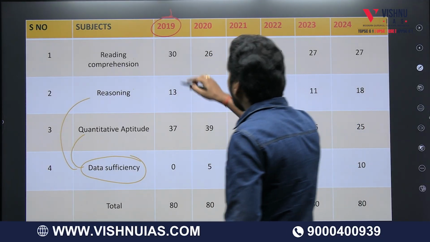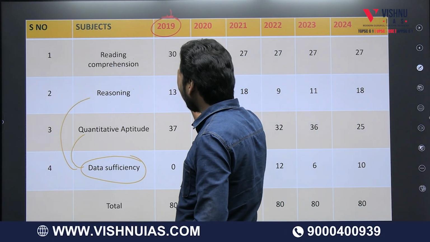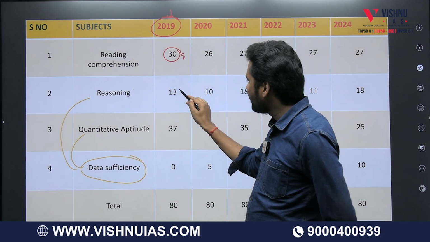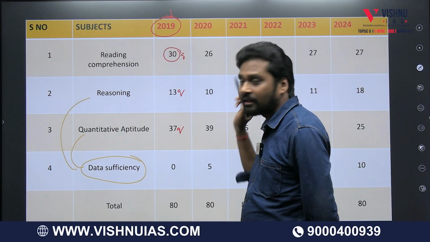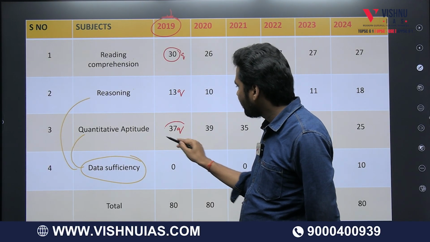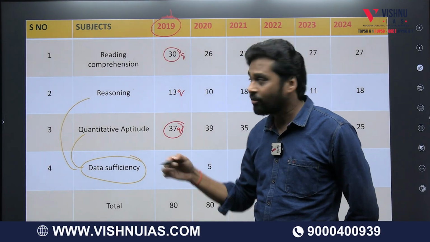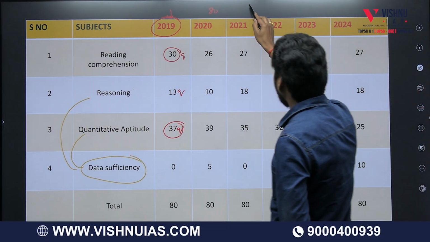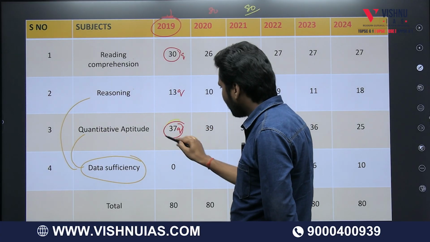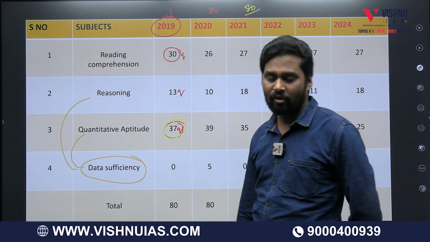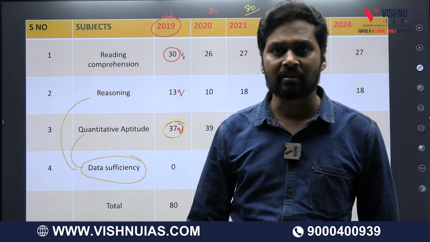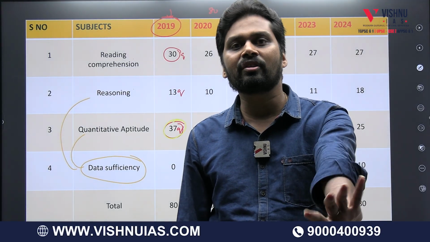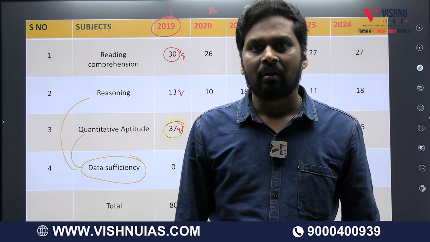You can see that in 2019, reading comprehension had 30 questions, reasoning 13, and quantitative aptitude 37. Out of the 80 questions in total, 37 were from quantitative aptitude, almost 50%. Before 2019, hardly 5 to 10% of questions were from quantitative aptitude.